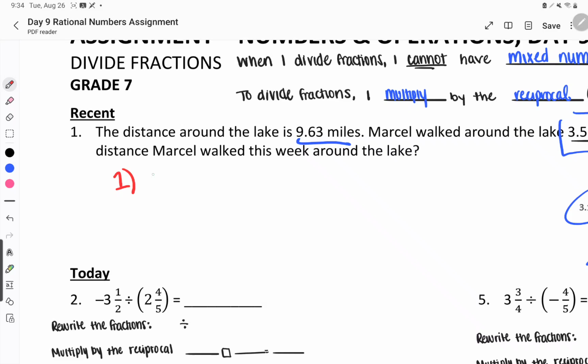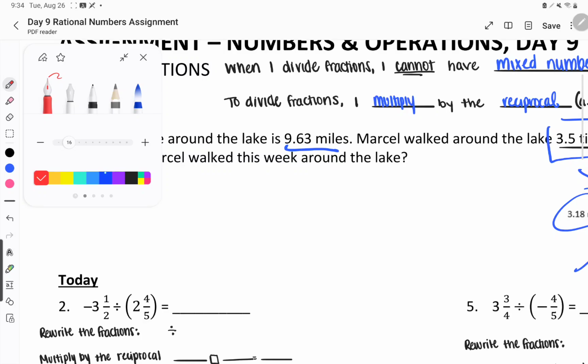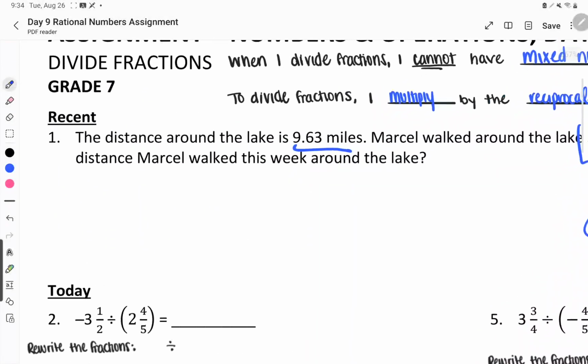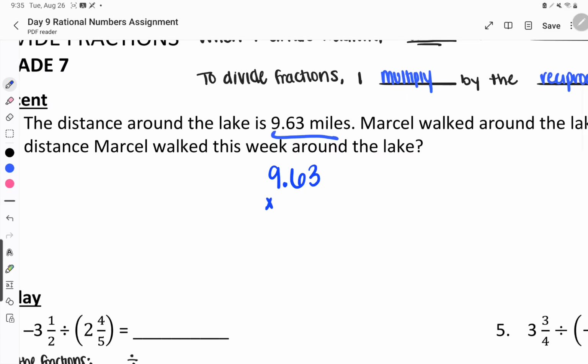On the first one, we went 9.63 miles. On the second one, we went 9.63 miles. On the third one, we went 9.63 miles. Over and over and over again, we're doing 9.63 miles. That means that we're going to multiply 9.63 times 3.5. I'm going to change this back to a different color so that we write it again. All right, so we're going to take 9.63 and we're going to multiply it times 3.5.